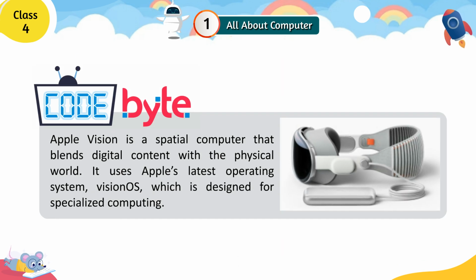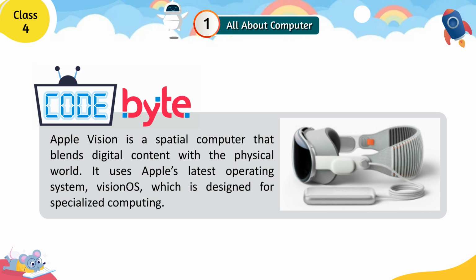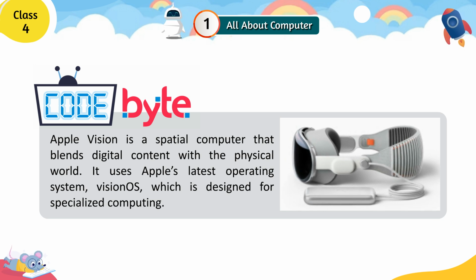Code byte. Apple Vision is a spatial computer that blends digital content with the physical world. It uses Apple's latest operating system, Vision OS, which is designed for specialized computing.